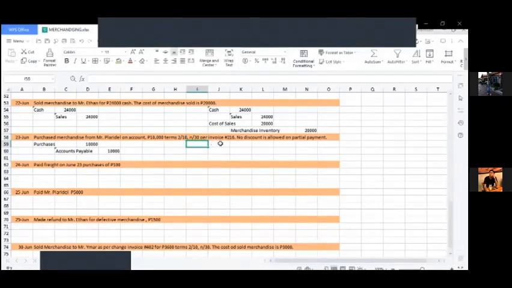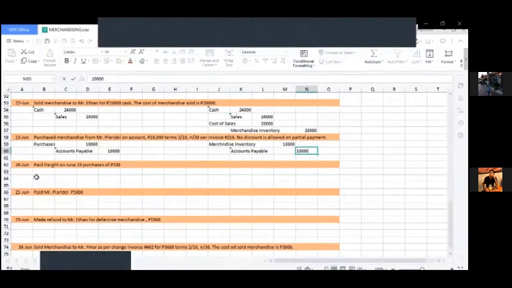And under the perpetual inventory system, of course, we recognize merchandise inventory and accounts payable. So, yun.